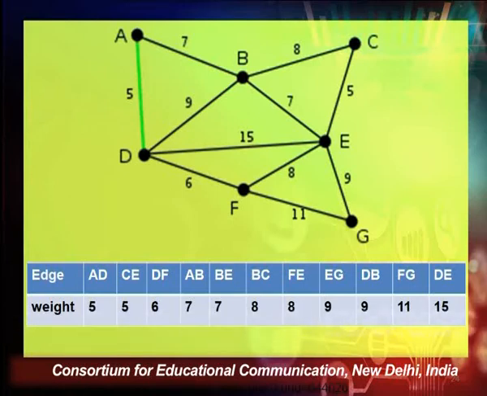So with every step we need to check two things. One is whether the number of edges included in the minimum spanning tree has become equal to V minus 1. If not, then we will continue, and if it has become V minus 1, that means our minimum spanning tree has covered all the vertices, has spanned all the vertices.